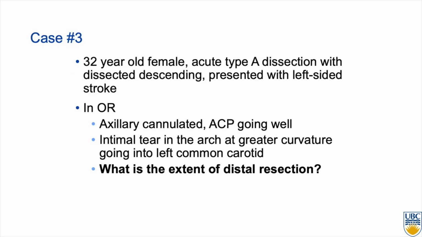The third clinical case is a 32-year-old female with an acute type A dissection with a dissected descending aorta, so a DeBakey type 1, who presented with a left-sided stroke. You brought the patient to the OR, you axillary cannulated, you've cooled down, you've circ arrested, and now you find out that the intimal tear is actually in the arch at the greater curvature, and it's going into the left common carotid. The next question is, what will be the extent of your distal resection?